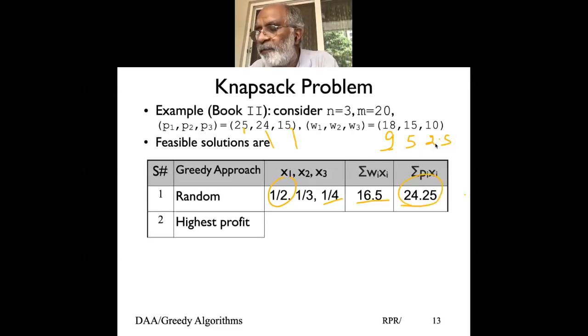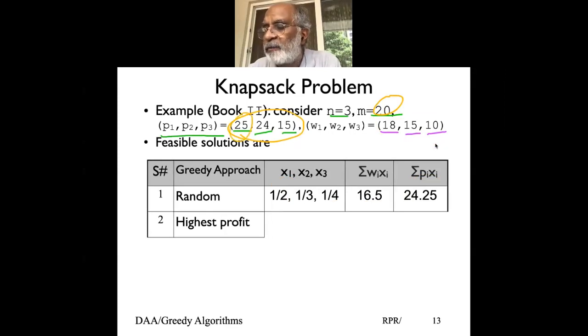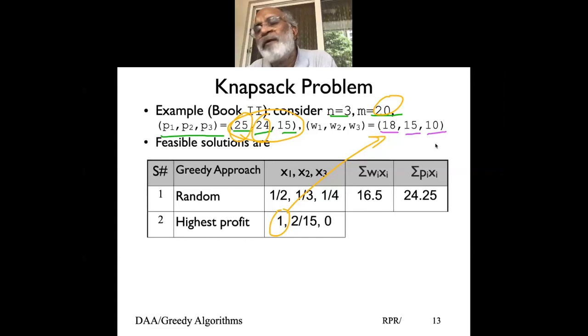Another approach could be that I look at the highest profit first. That means first I pick the P1 item completely, and then I pick P2, and then P3, and so on. So if I pick P1 completely, I get already 18 kg. I'm left with only 2 kg to fill up. But taking the second item as 2/15, my profit would be accordingly 25 plus 24 into 2/15, and my profit is 28.